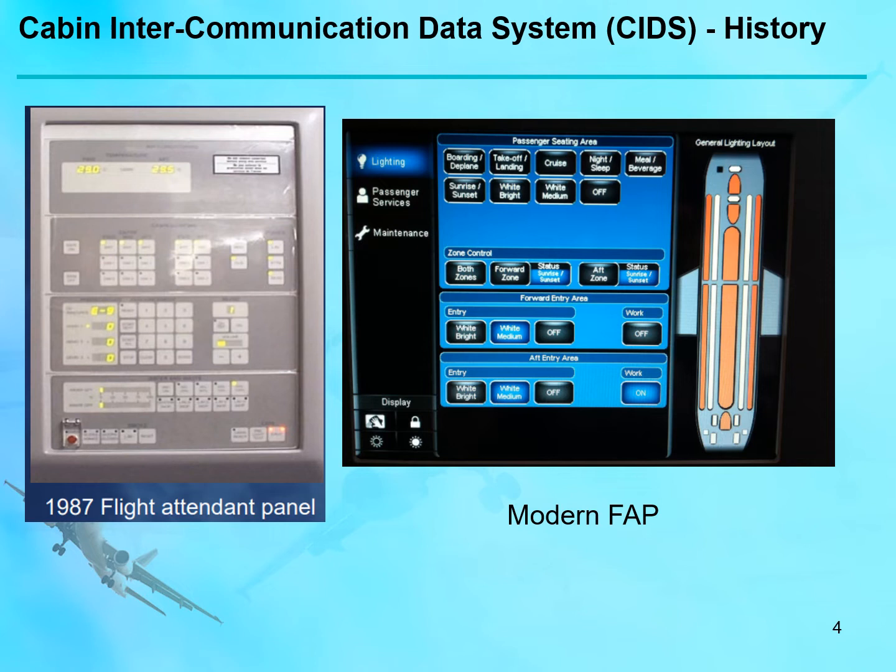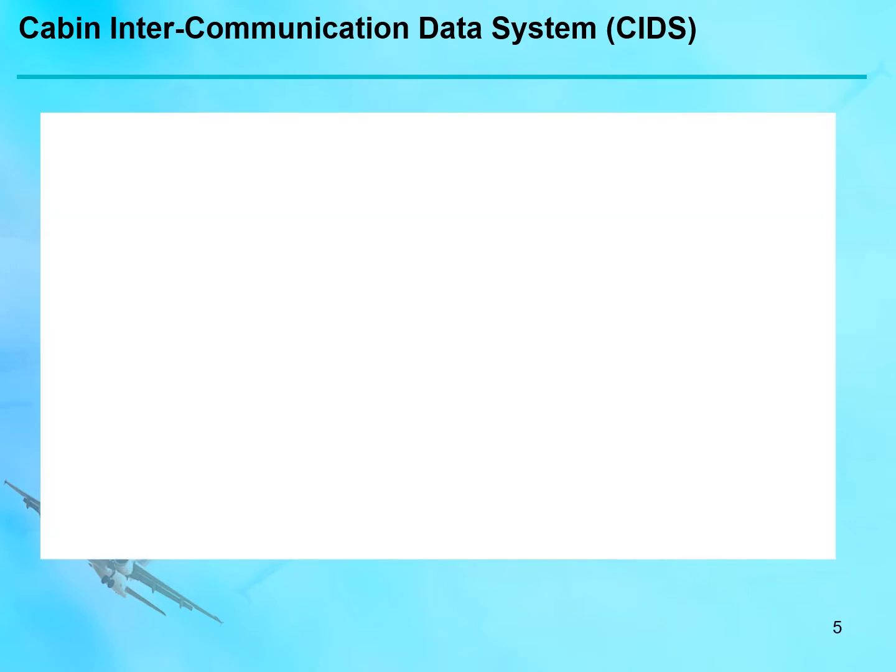If you look at these two pictures here, the one on the left is the FAP way back in 1987, compared to the one that we have now. You can see that, presentation wise, a lot of things are much improved. Here's a look at a video of how the lighting of the cabin can be so different using the system.